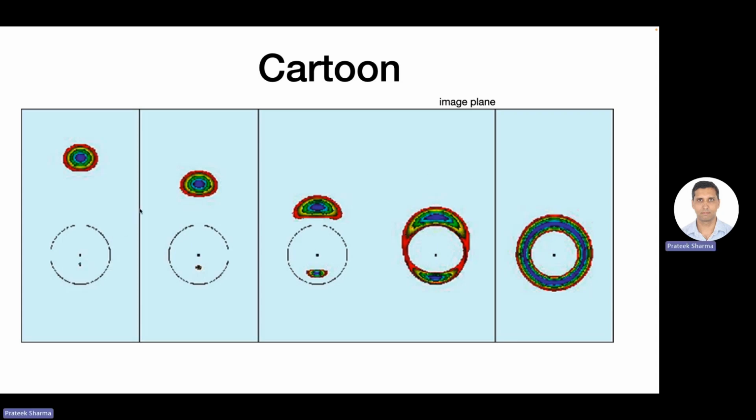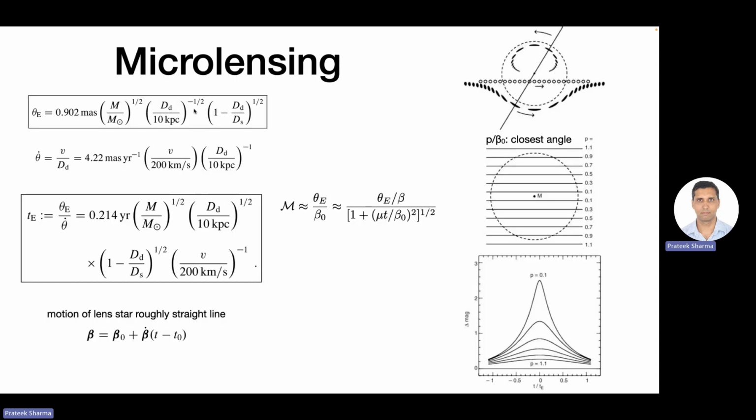This is an extended object, so it shows that the inner parts get magnified more and things like that are taken care of. This is about that microlensing thing. If you know this 0.9 milliarcsecond I already mentioned, this time scale, like I said, 1/3 of a year. Anyway, so this is what you can plug in.